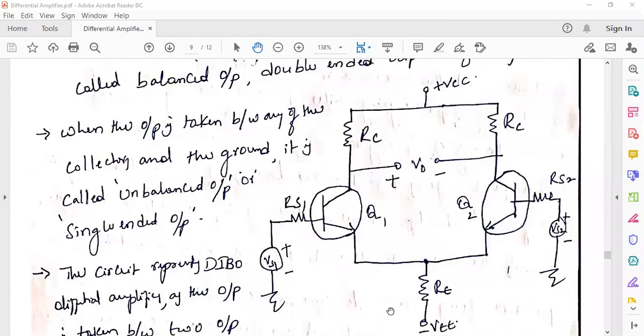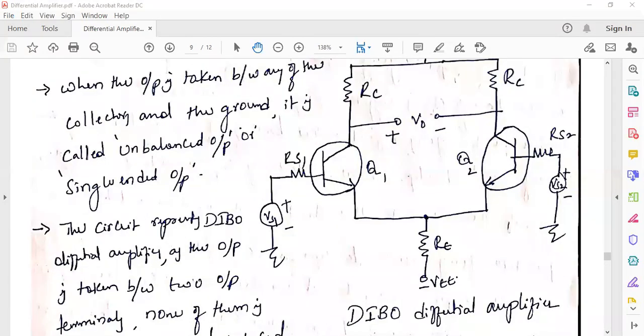Okay, so this is a dual input balanced output differential amplifier. This is the basic configuration of a differential amplifier. Why is it called dual input balanced output? Dual input, because we are applying two inputs, VS1 and VS2. Balanced output, because we are measuring the output between the two collectors of the two transistors. So the entire circuit is called a dual input balanced output differential amplifier, right?